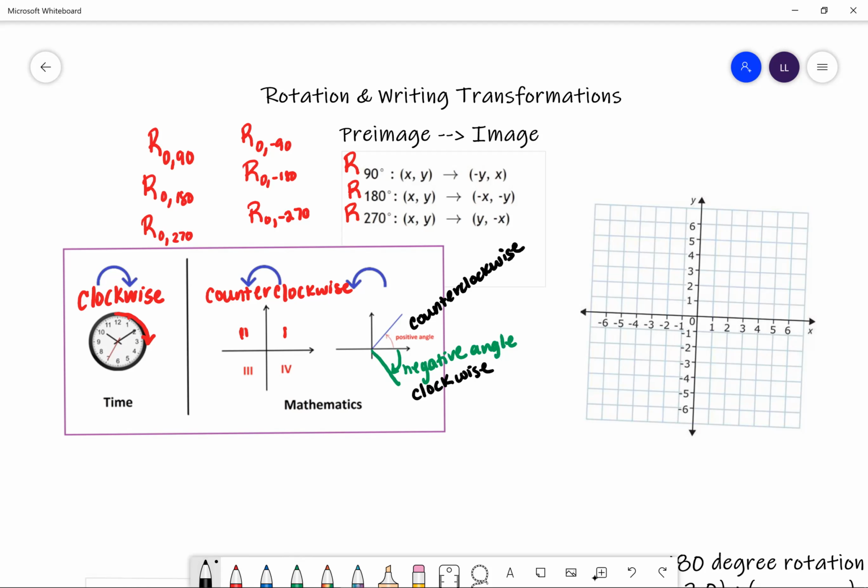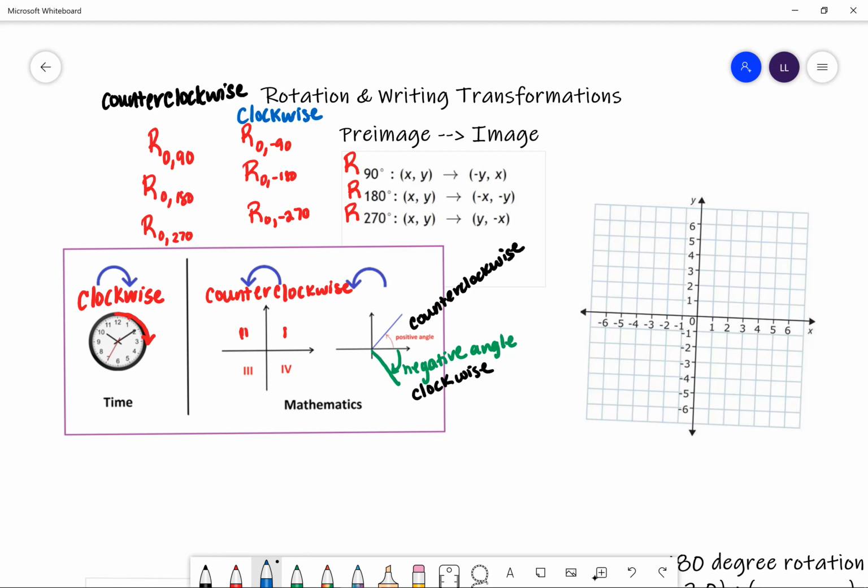All right, so that's the reason why we have positive and negative. It's about direction. If you ever see that the angle is positive, that means it is counterclockwise. If you ever see that the angle is negative, that means it is clockwise. It's all about direction.